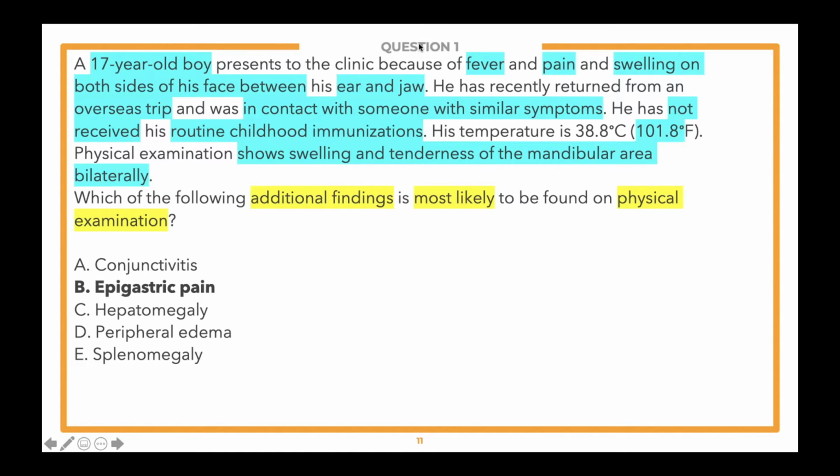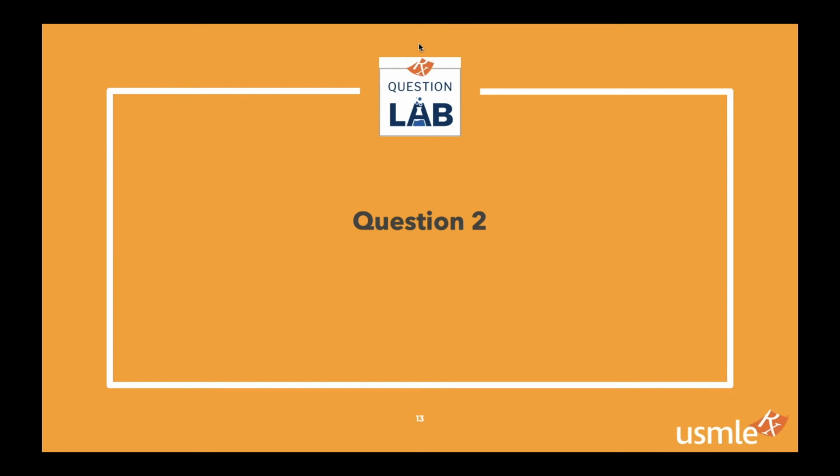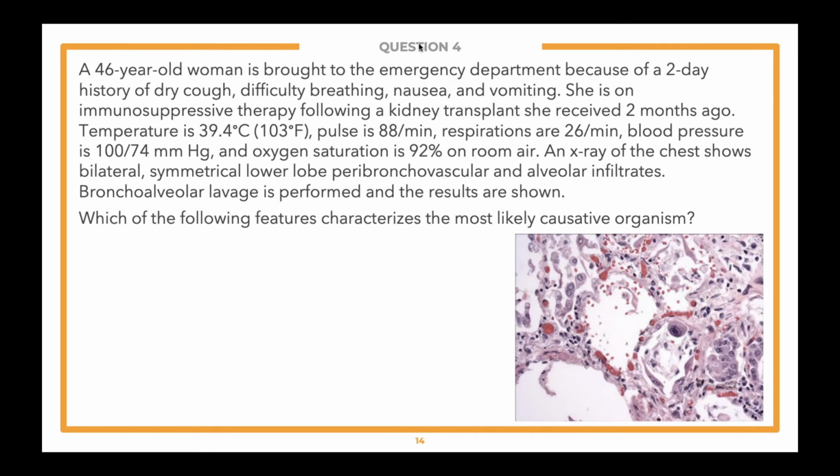Excellent. Well, thank you, Paris. Great explanation as always. Let's move on now to our second question on the topic of microbiology. Once again, the answer choices have been removed. That is by design, and we will begin, as always, with the lead-in. Which of the following features characterizes the most likely causative organism?